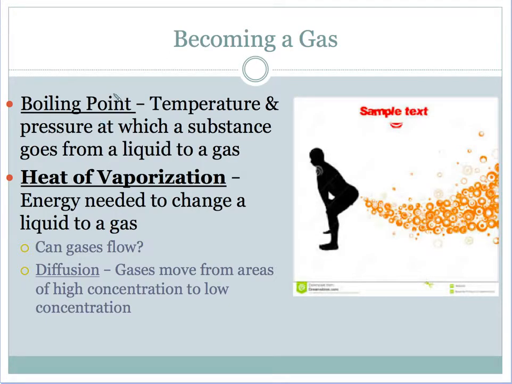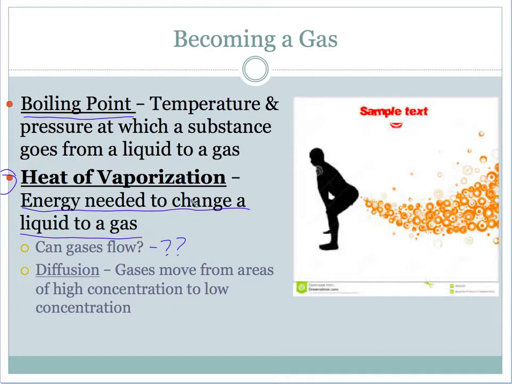This happens at what we call the boiling point, which again we did last unit. That's the temperature and pressure at which a substance goes from a liquid to a gas. And when it does this, it requires what is known as the heat of vaporization. This is the energy needed to change a liquid to a gas. Different substances require different amounts of energy, but we call that the heat of vaporization. Next question, can gases flow?